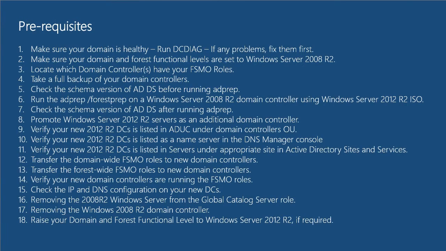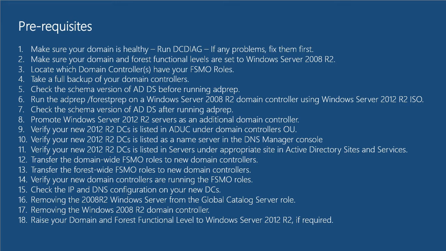Alright, so let's talk about the prerequisites. Now the first step, obviously you have to make sure your domain is healthy, so you need to run DCDiag, and if there's any problem, you have to fix them first. And the next step is you have to make sure your domain and forest functional levels are set to Windows Server 2008 R2, and then you have to locate which domain controllers have your FSMO roles. And this is important, you have to take a full backup of your domain controllers just in case you want to restore if something goes wrong. And then you have to check your schema version of your Active Directory Domain Services before you run ADPREP. And then you'll run ADPREP on your Windows Server 2008 R2 domain controller using the Windows Server 2012 R2 ISO. And then you'll check the schema version after running ADPREP, and then you'll promote your Windows Server 2012 R2 servers as an additional domain controller.